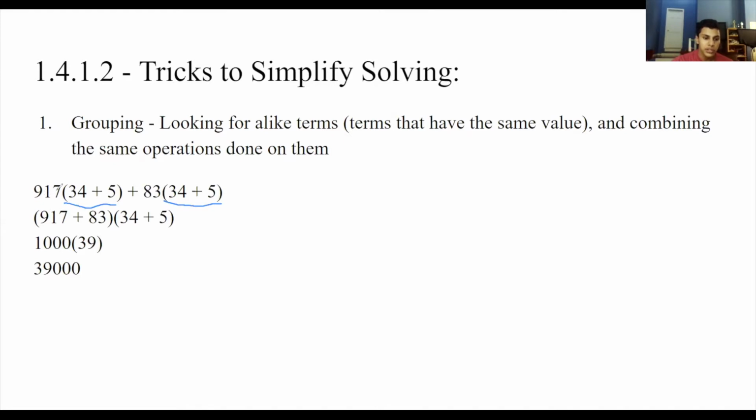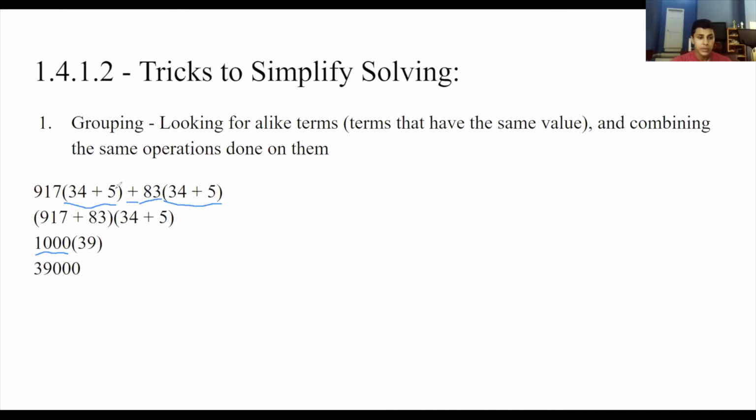So the first operation done on the 34 plus 5 is multiplying by 917. And then you add the other operation being done, which is multiplying by 83. So you keep the symbol here and you add 917 and 83 and multiply that all by (34 plus 5). So you don't have to multiply them each individually. And the reason that that can be helpful is because in the case that they add up to really nice numbers, so in this case 917 and 83 add up to 1000, you can just multiply it a lot more easily than multiplying 917 by 39 and then adding 83 times 39.